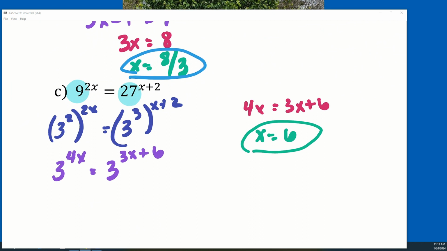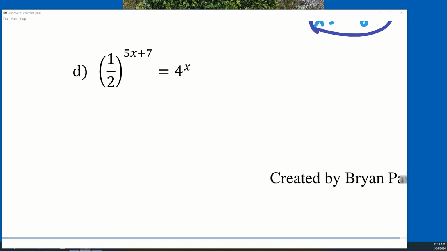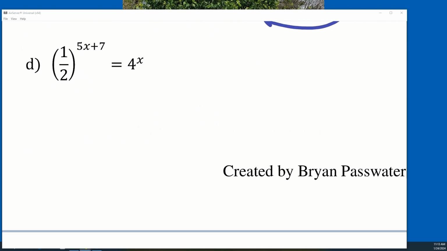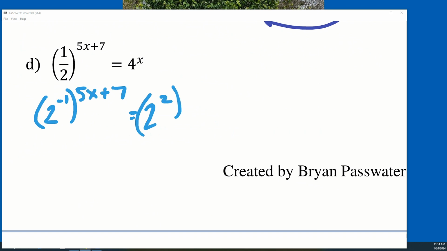All right, so we have one more. So you guys look at that. 1/2 and 4, we want to write with the same base. Two. Very good. So the base is 2. So 1/2 is 2 to the negative 1, like you said. And 4 is 2 to the second. Okay. And then I'm going to distribute that. You can distribute and set them equal at the same time if you want to.